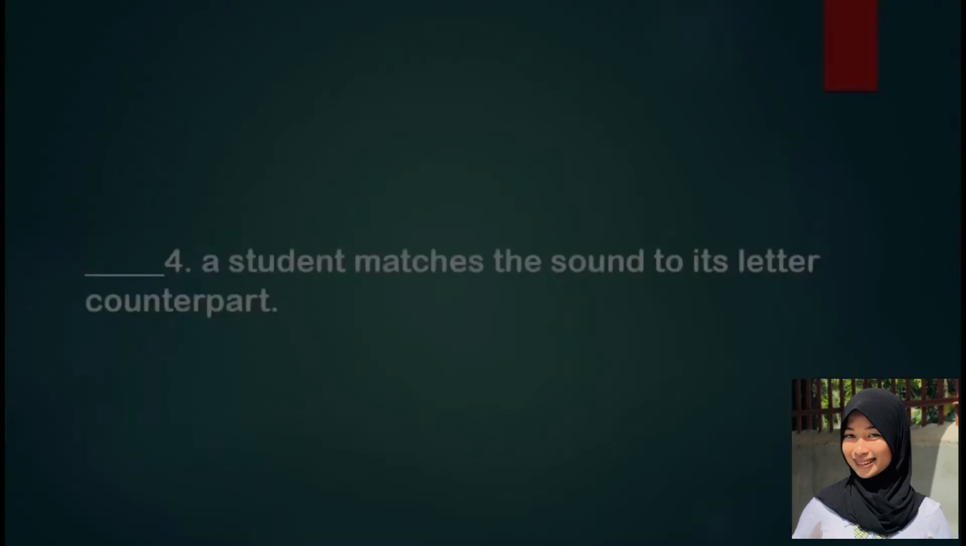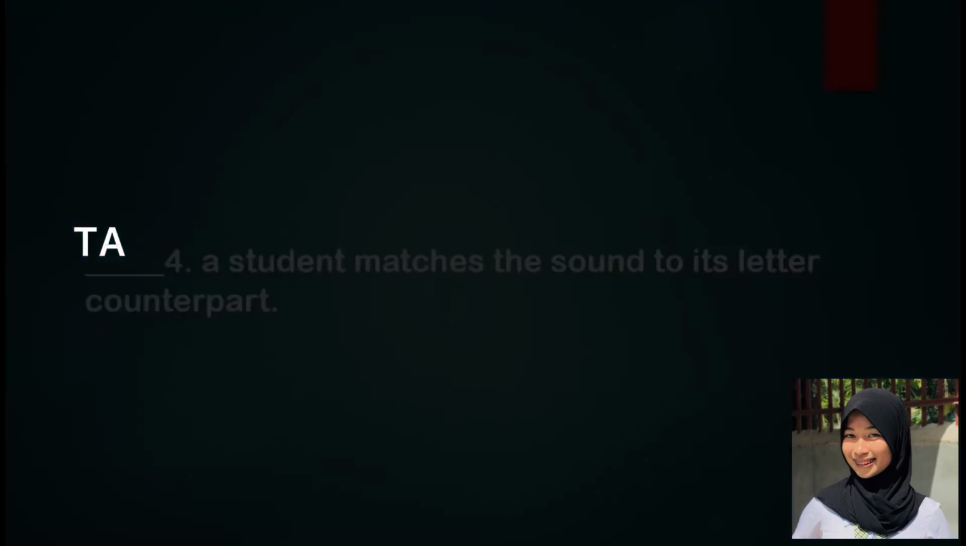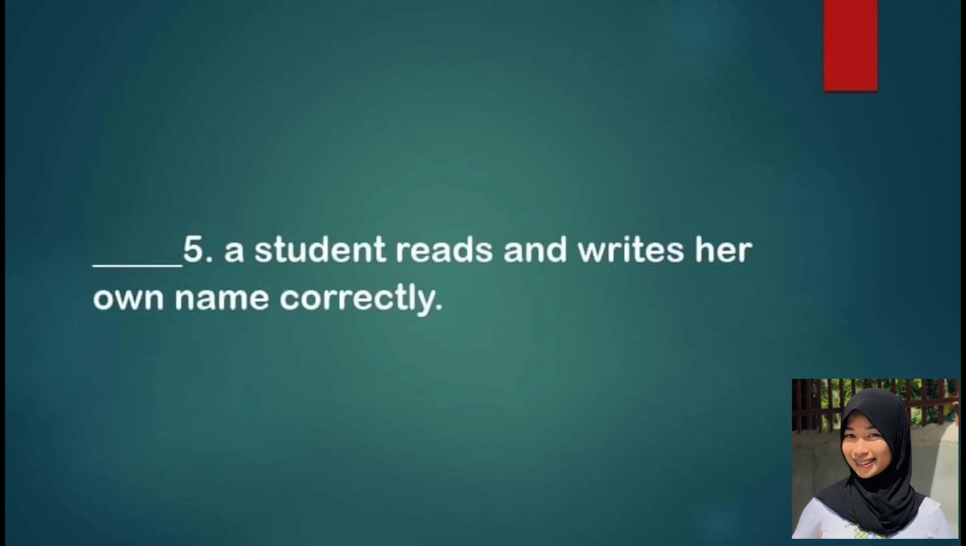Number 4. A student matches the sound to its letter counterpart. And this number, if you said it is TA, then you're also correct because this activity highlights accuracy. Why? Because the student tried to match the sound to its letter counterpart. So the student is trying to find the proper match of the sound to each letter.